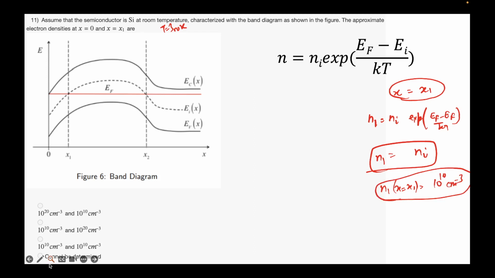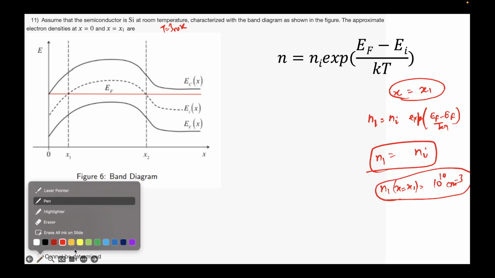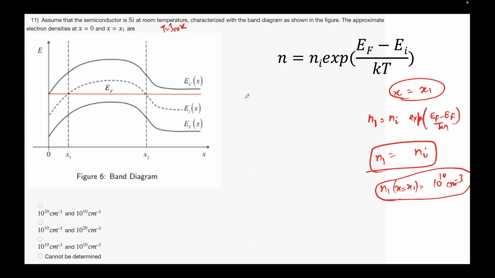Now let's do the same exercise for x equal to 0. Okay, for x equal to 0, let's do the same analysis. So this time I'll write n0, that's at x equal to 0, ni exponent of Ef minus Ei. Now please note this thing, Ei is a dotted line, this is your Ef. So Ef minus Ei, this is nothing but half the band diagram.